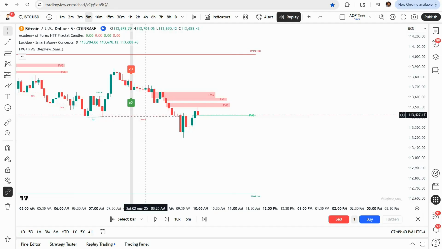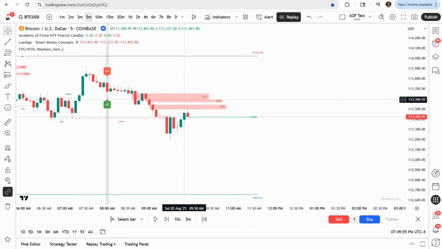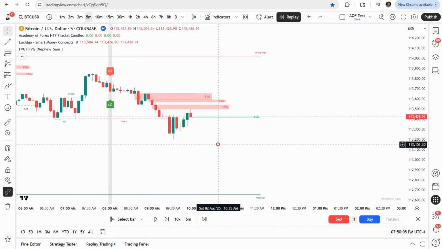Okay, so we got the change of character. We have the red tag telling us we're looking for a short trade. Again, change of character tells us now that the market is setting up to go to the downside. Then lastly, what we are looking for is the most recent fair value gap. So each one of these little tags with red boxes is an individual fair value gap. In this one, we're looking for the most recent or the one closest to price action.